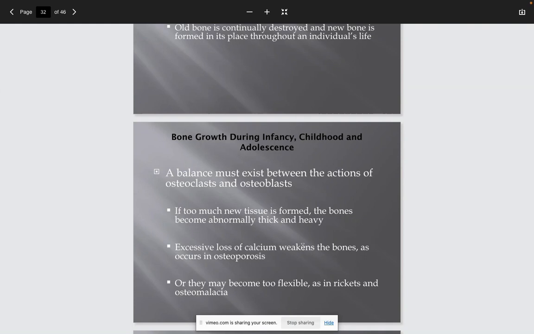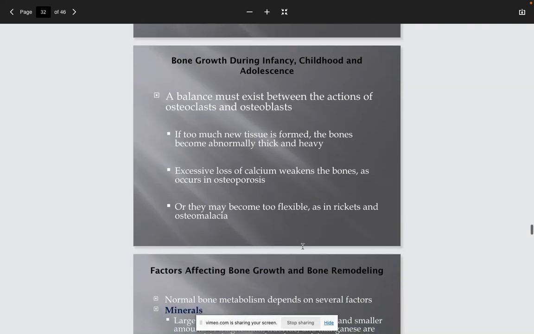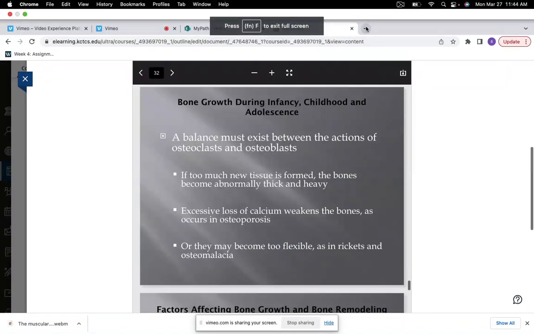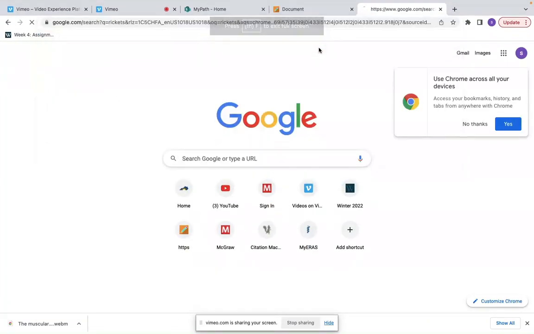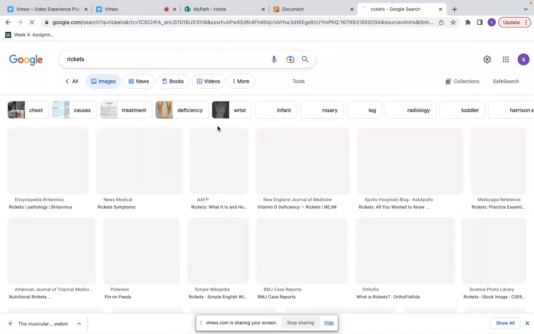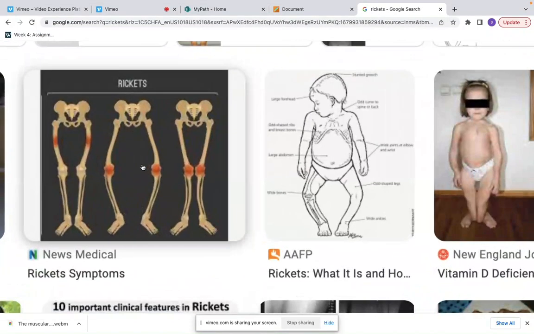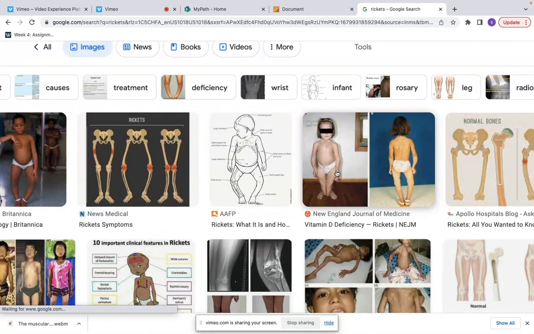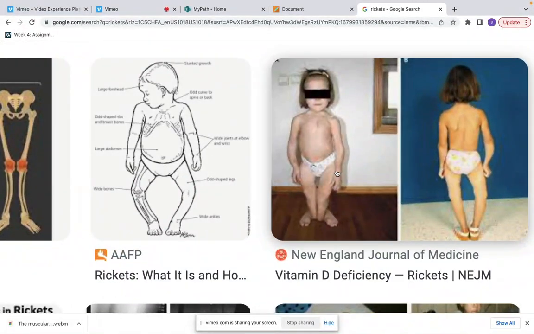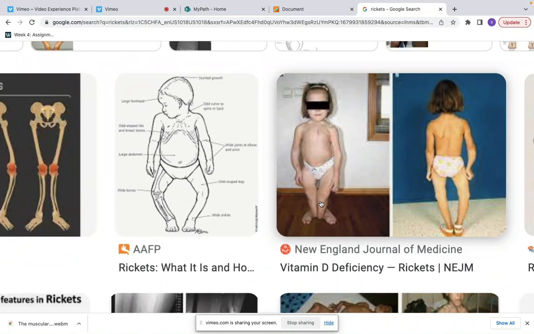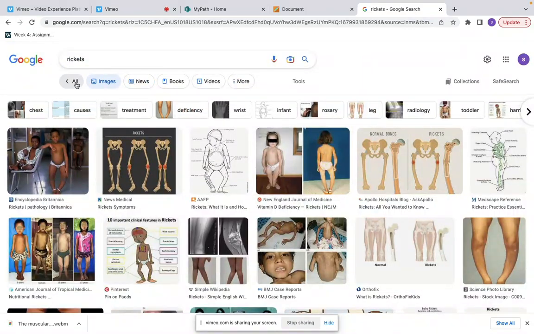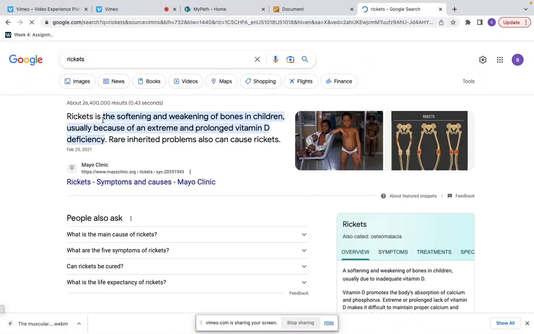Okay, rickets is going to be a disease that we talked about in childhood. I showed you guys this picture here of rickets. Show it to you again. Rickets, they develop bowing of the legs right here. You'll see a child with rickets here. They develop this bowing. It's just due to the fact that they have low vitamin D, which results in low calcium, which results in the weakening of the bone. You can see here back on this definition, rickets is the softening and weakening of the bones in children, usually because of an extreme and prolonged vitamin D deficiency.